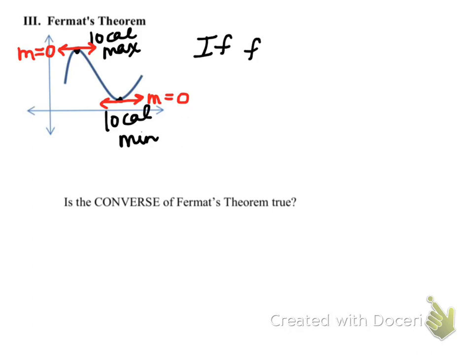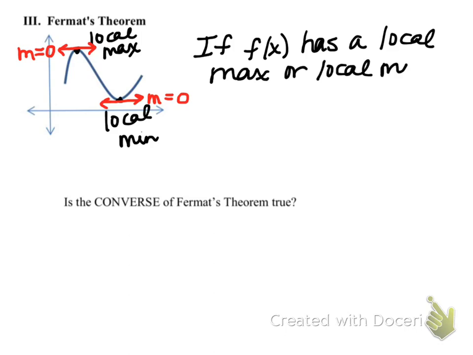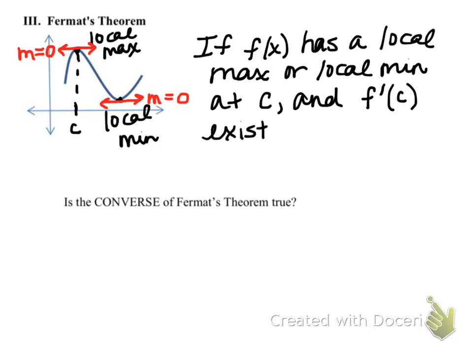So if f of x has a local max or local min at c, and c, I can label that on my graph here for you, c would be the x value where the local max occurs, or the x value where the local min occurs. And as long as the derivative at c exists, so it is differentiable there, then we know that f prime of c, the value of the derivative, must equal 0. So if you have a local max or a local min at c and you know that the derivative does indeed exist, then you know the value of the derivative must equal 0.